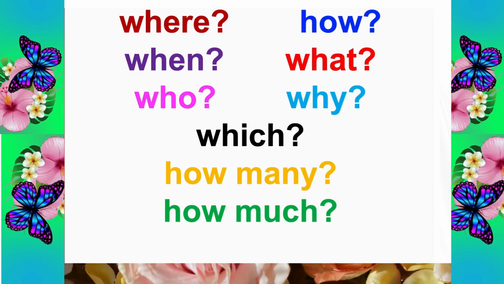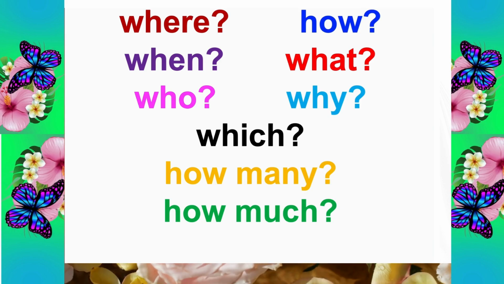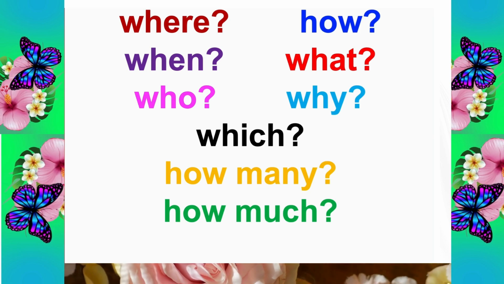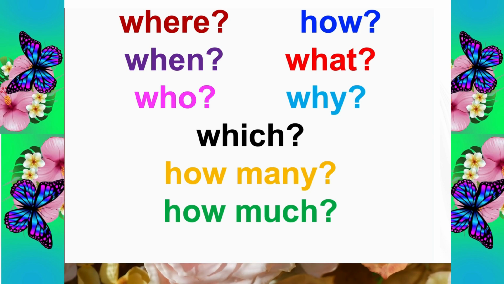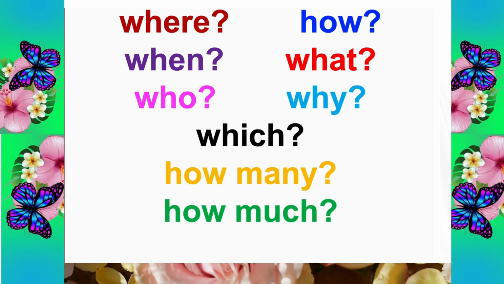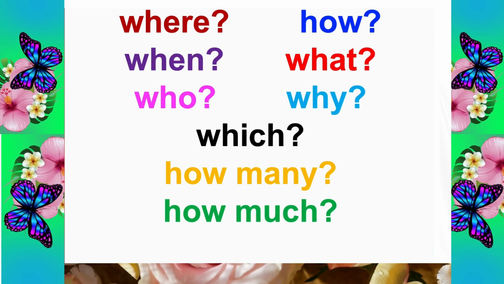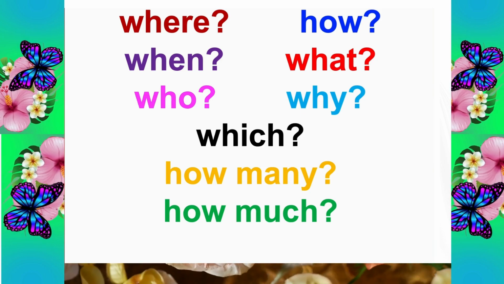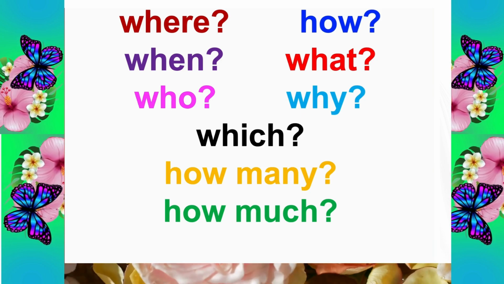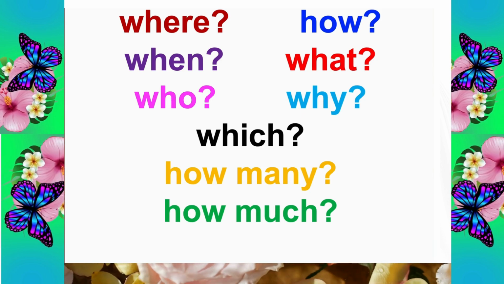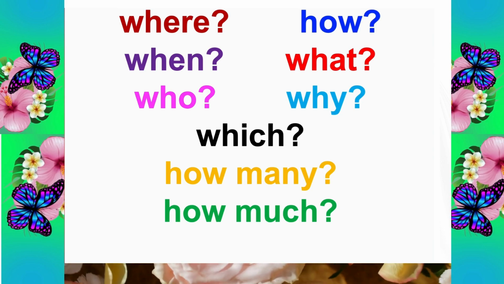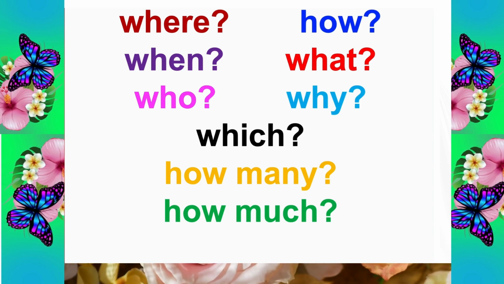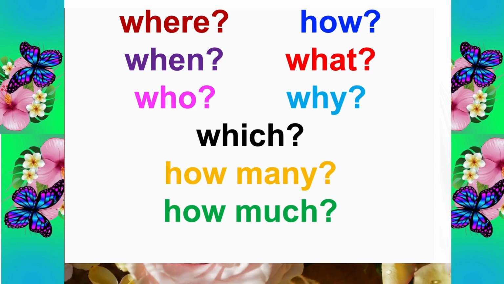So we use where when we ask about places. We use when when we ask about time. We use who when we want to ask about a person or people. We use how in questions when we want to ask about the method or the manner. We use what in questions to ask about things.